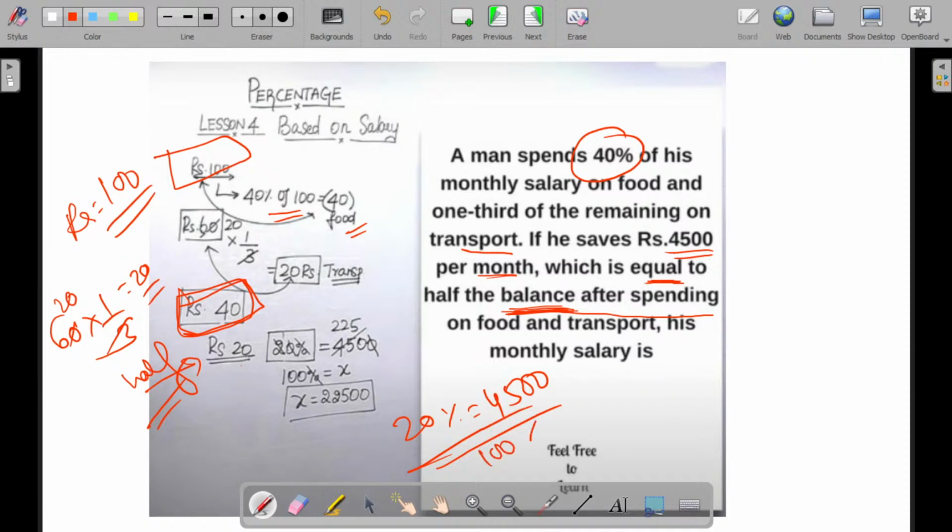So then what is the 100%? You need to calculate. How much will you get? 22,500. So that is the monthly salary. Is it correct? x into 20 equal to 4500 by 100. No, 4500 into 100. No, okay.